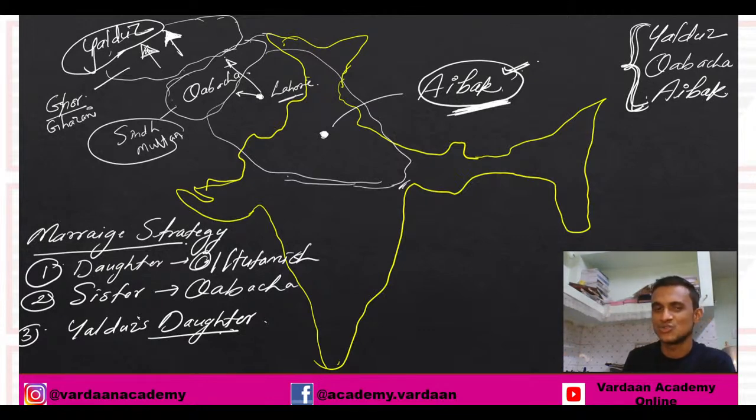Okay, so these are the different strategies that he used, and with the help of these strategies, he made sure that the Hindustan area is quite stable, and Kabacha and Yalduz are not going to attack. They are not going to attack.